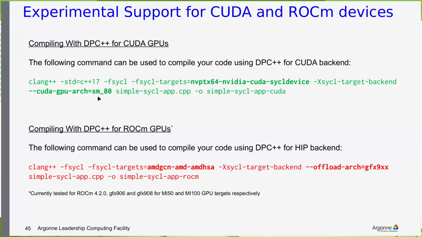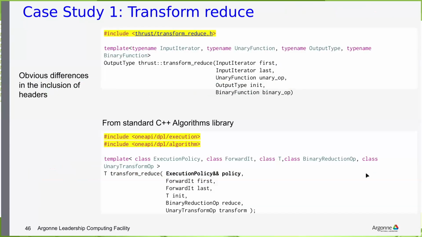You can also pass the architecture. Similarly, for AMD, you say that it's an AMD GCN backend, and you can also pass the architecture for the AMD GPUs. So I'll just briefly go over some case studies.